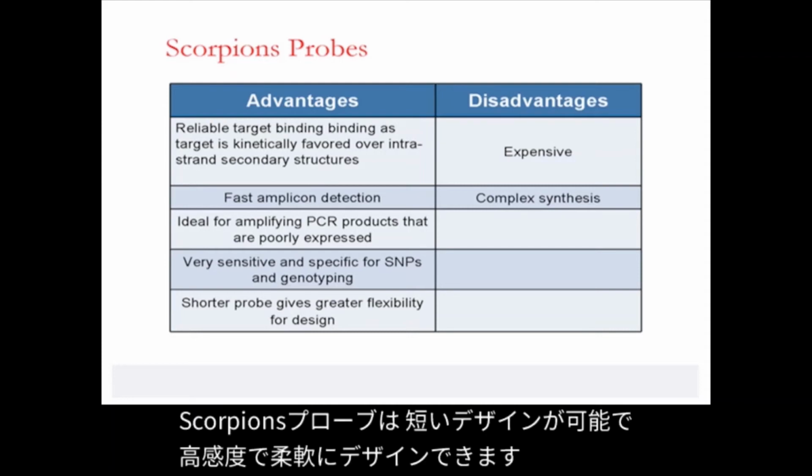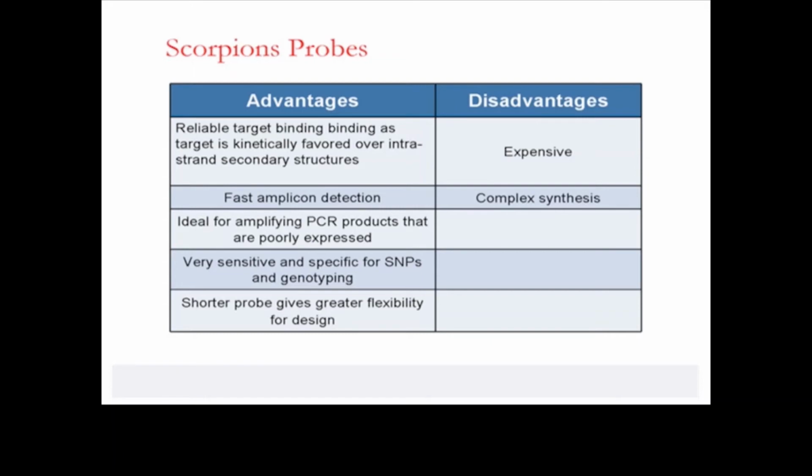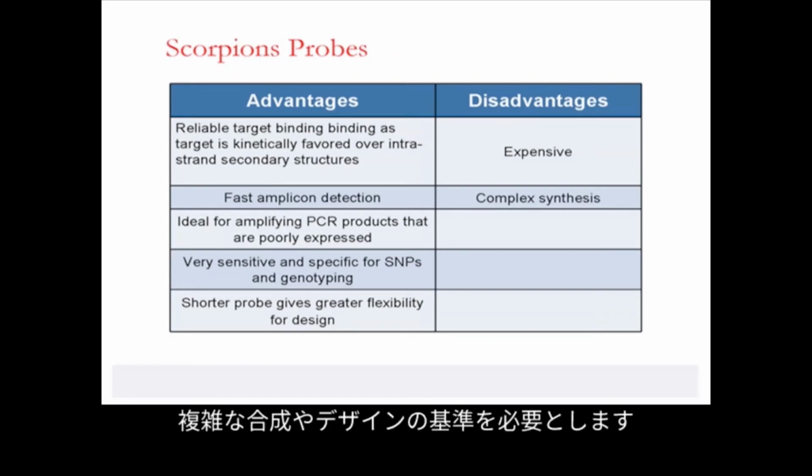The Scorpions allow shorter probes to be designed and increase the sensitivity and design flexibility. Disadvantages are these are expensive and often require complex synthesis and design criteria.